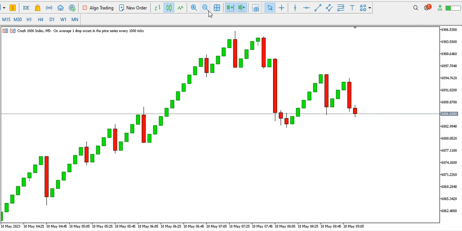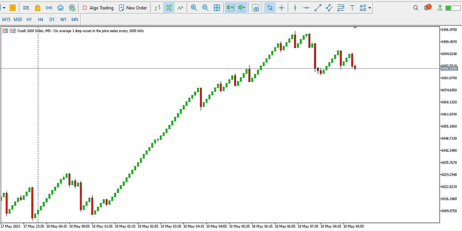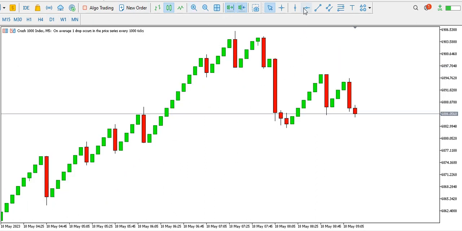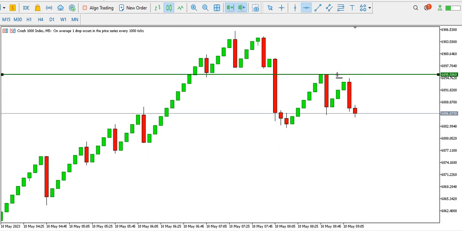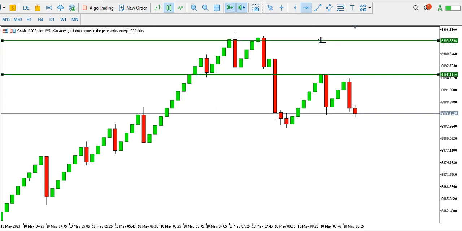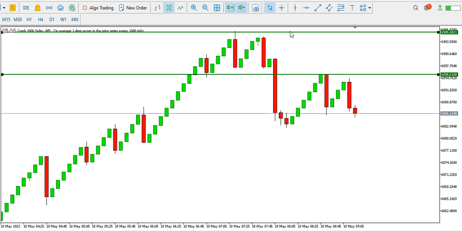But for now, the overall trend is bullish, so wait for buying opportunities. If you want to wait for buying opportunities, you might wait for price to break above this high, and then break above the overall high before you start to buy further.